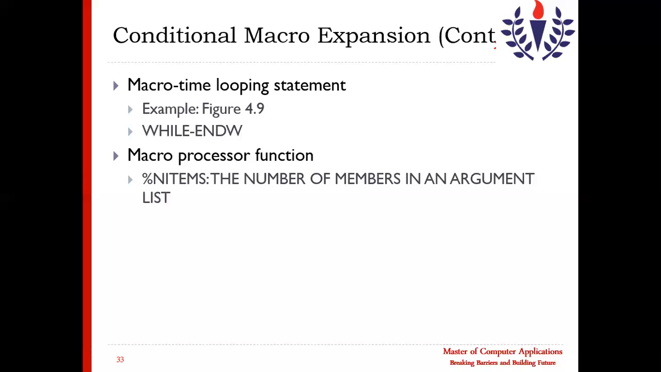Okay, and the macro processor function, like we will use the percentage NITEMS, a number of members in the argument list. We can use this term to define the number of members in the argument list. Okay, so this is the conditional macro expansion.